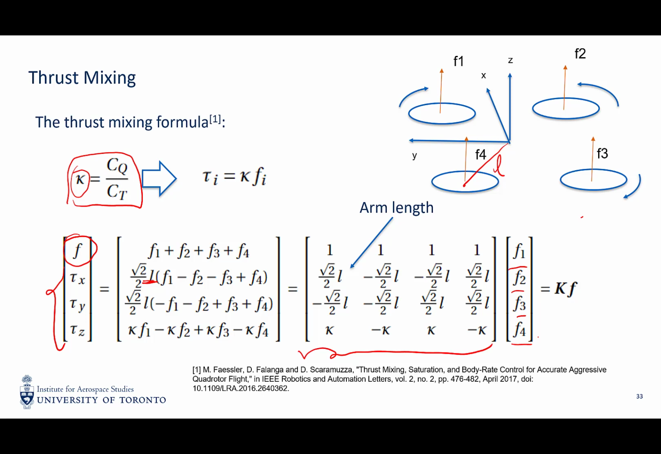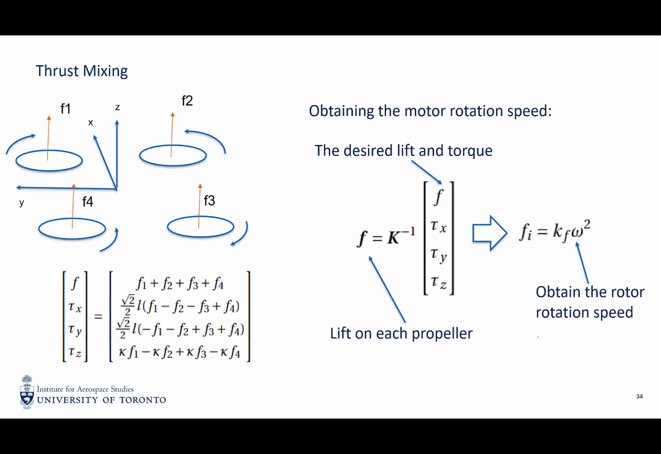And then finally, if we assume that the lift is a quadratic function of the angular velocity, then we can get the rotating speed command for each rotor. Then we can put these commands into our electrical controlling system and just let the ESC do the work to control the drone. So by inverting this matrix, we can get the Fi, and by using the Kf, we can solve for omega on each propeller.